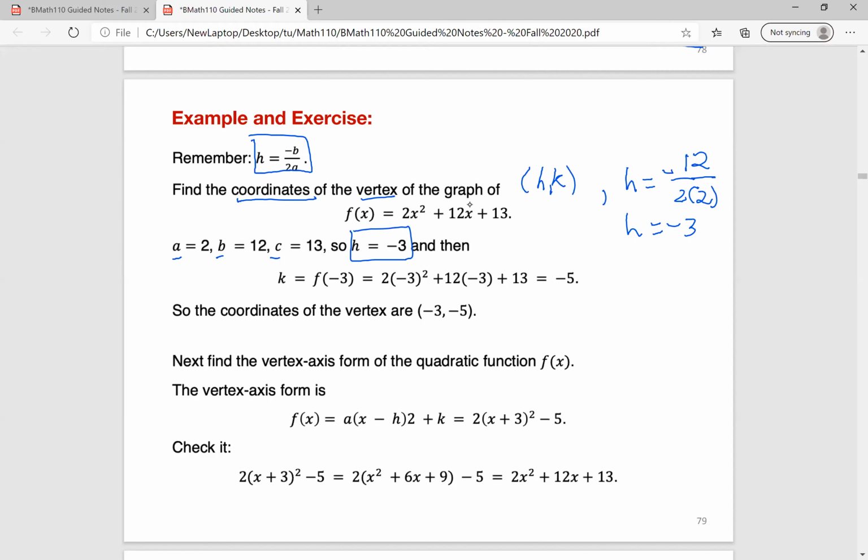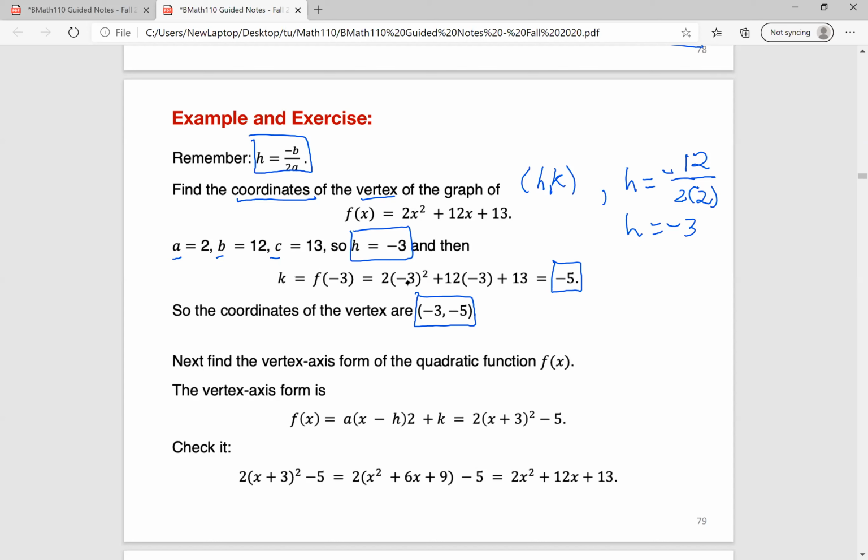So I have 2 times -3 squared plus 12 times -3 plus 13. And if you use your calculator, you will get -5. So then the coordinate of the vertex has to be -3, -5. So now we're going to find the vertex form of the quadratic function.